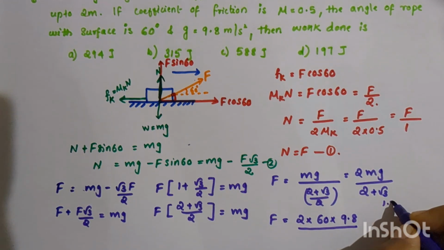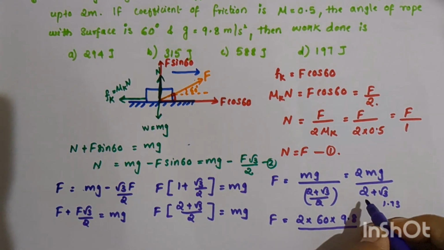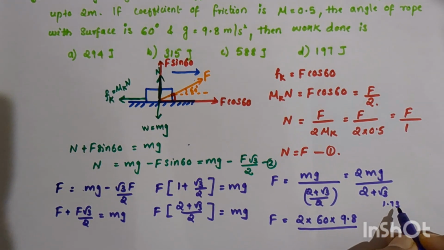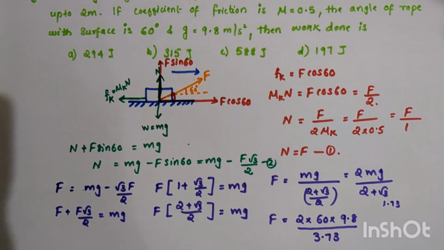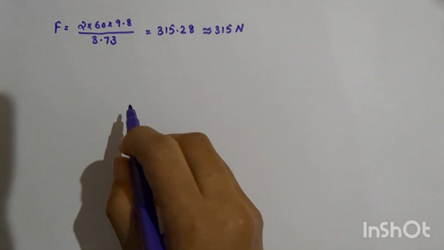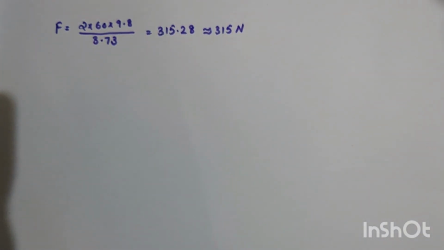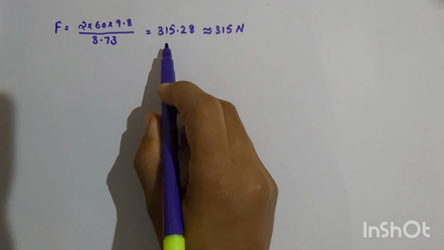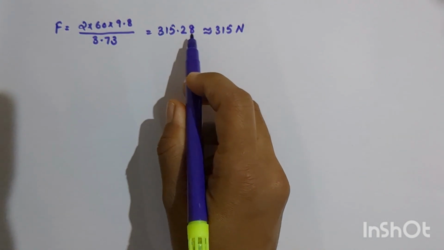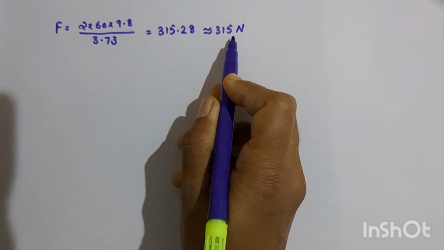Root 3 is actually 1.732. I am approximating it to 1.73. So 2 plus 1.73 will give you 3.73. So you see, F equals 2 into 60 into 9.8 divided by 3.73. When you do this calculation, you will be getting it as 315.28, which can be approximated to 315 Newton.